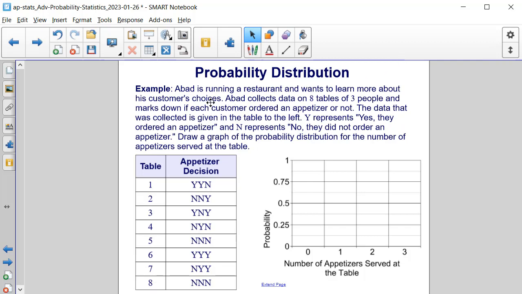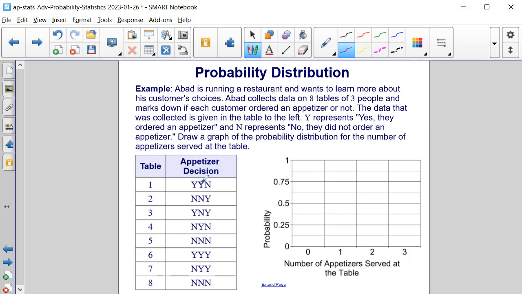Let's try another example. Abad is running a restaurant and wants to learn more about his customers' choices. Abad collects data on 8 tables of 3 people and marks down if each customer ordered an appetizer or not. The data that was collected is given in the table to the left. Y represents yes, they ordered an appetizer, and N represents no, they did not order an appetizer. Draw a graph of the probability distribution for the number of appetizers served at the table.